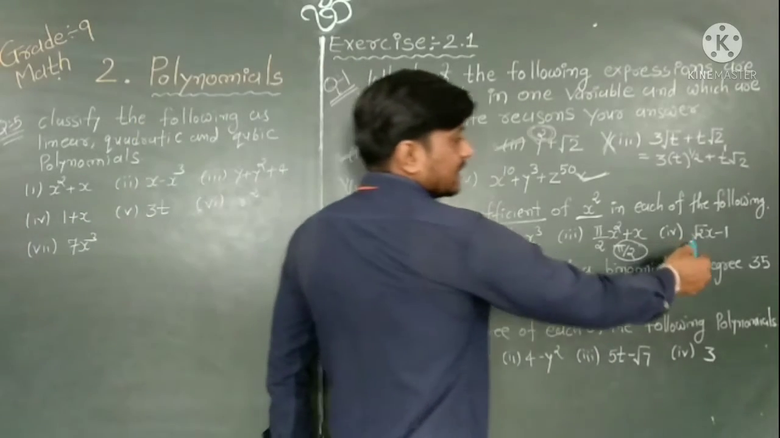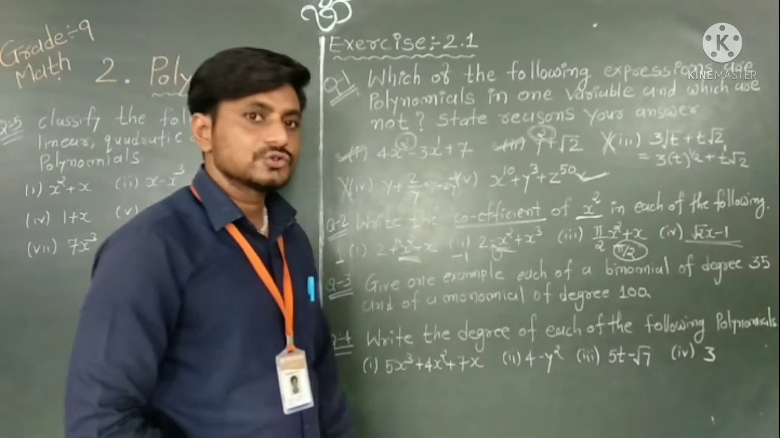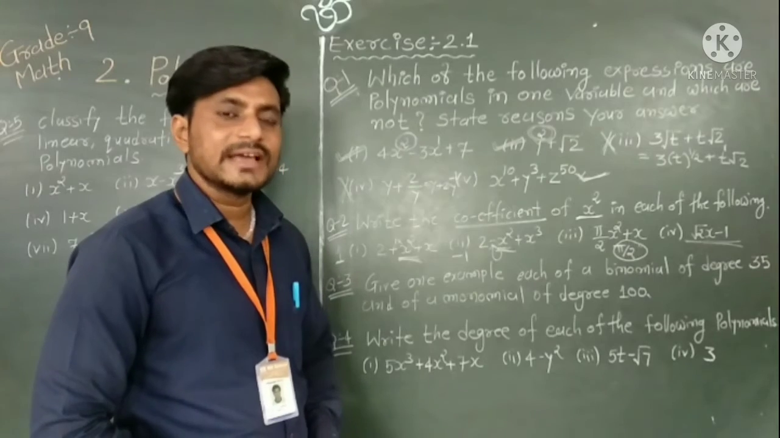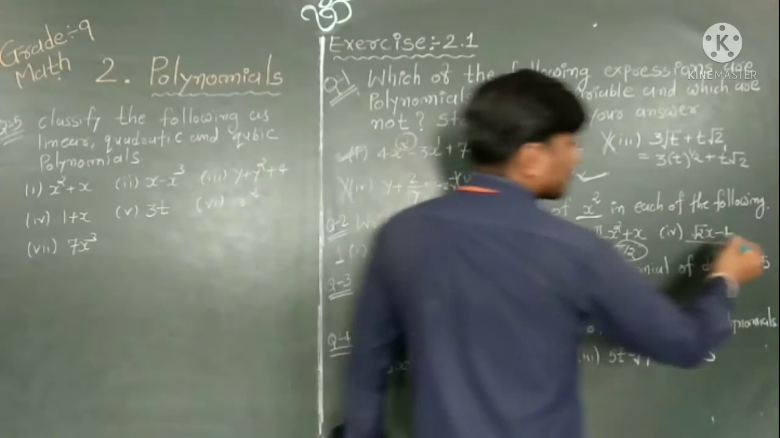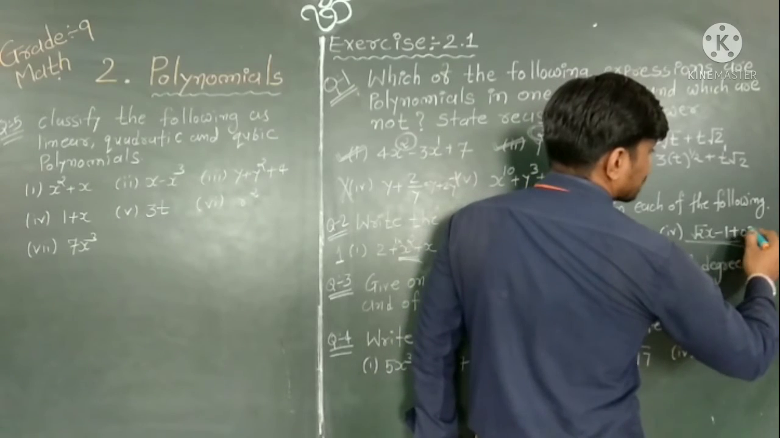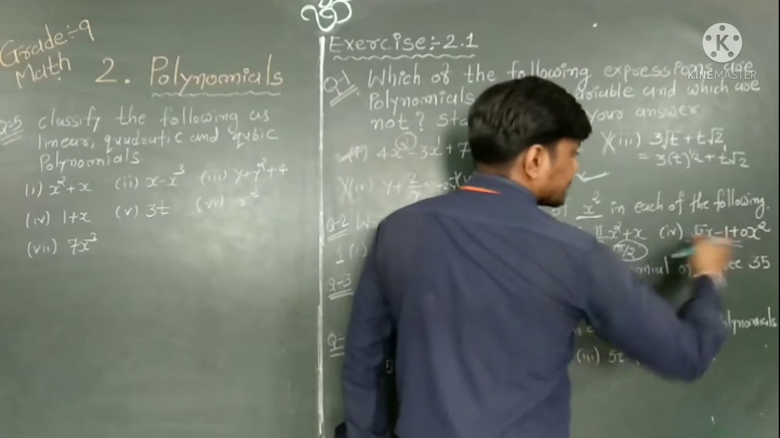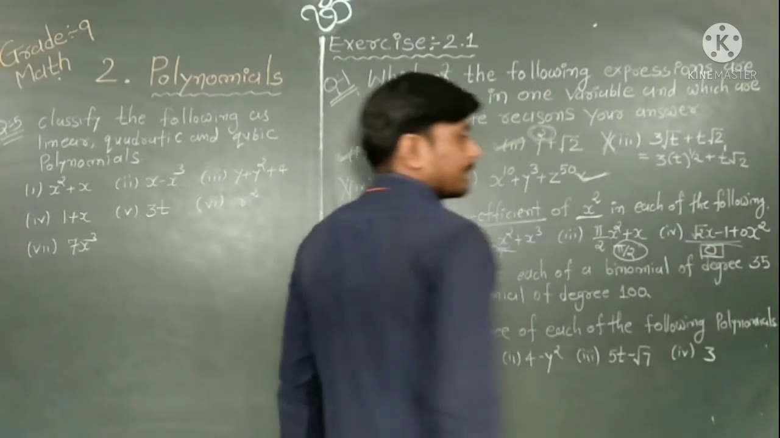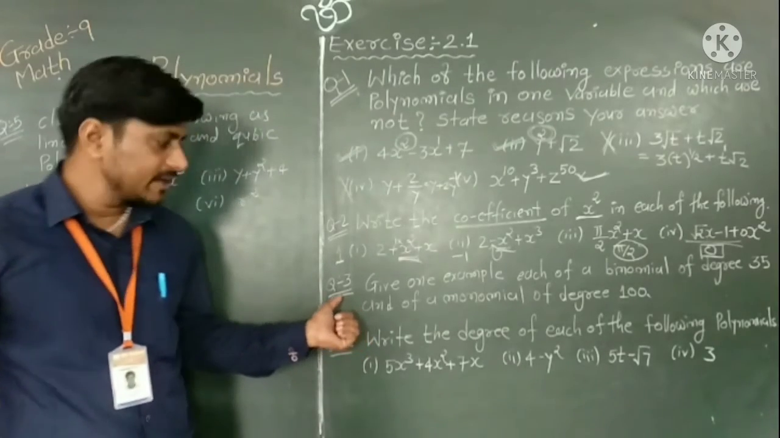And at last, in this polynomial there is no term of x square. So how do we check? Simply, there is no term with x square. So the coefficient is 0, or you can also write plus 0x square. This is a meaningless term. So the coefficient of x square in this polynomial is 0. Got it? Okay. Now look, question number 3.